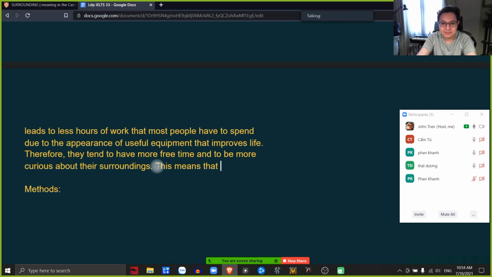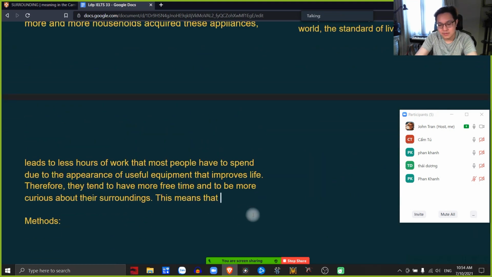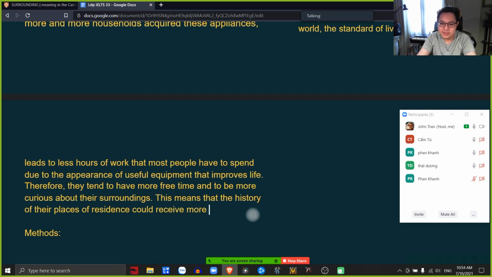This means that the history of their places of residence could receive more attention. Điều này có nghĩa rằng cái lịch sử của những cái nơi mà sinh sống của họ có thể nhận được nhiều sự chú ý hơn. This means that the history of the place of residence could receive more attention. That is, C leads to D, you see.